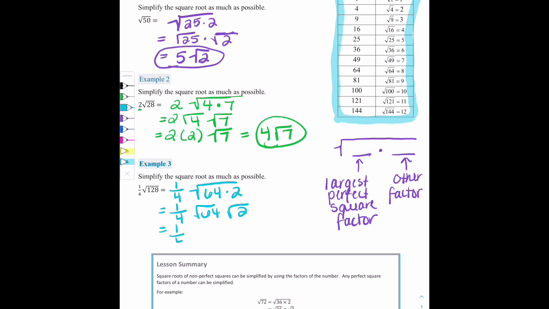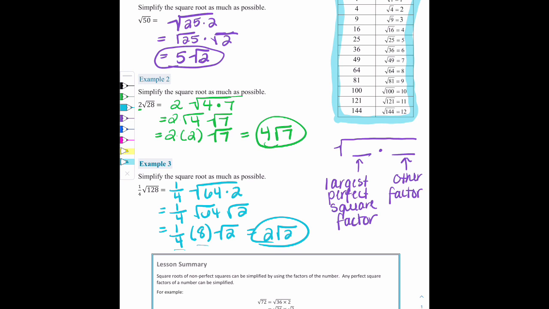which would be 1/4. Can I take the square root of 64? I can. It's a perfect square. It's 8. Can I take the square root of 2 nicely? No, it is not a perfect square, so it stays underneath. And then all I have to do is 1/4 of 8, which is 2. So I get 2 square root 2.